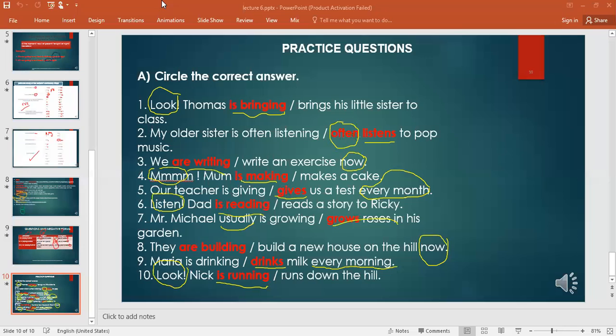Ghadi, yes. Do the last one. Look, Nick is running down the hill. Yes, is running. Why? Because it's now, look. Very good. So any questions?